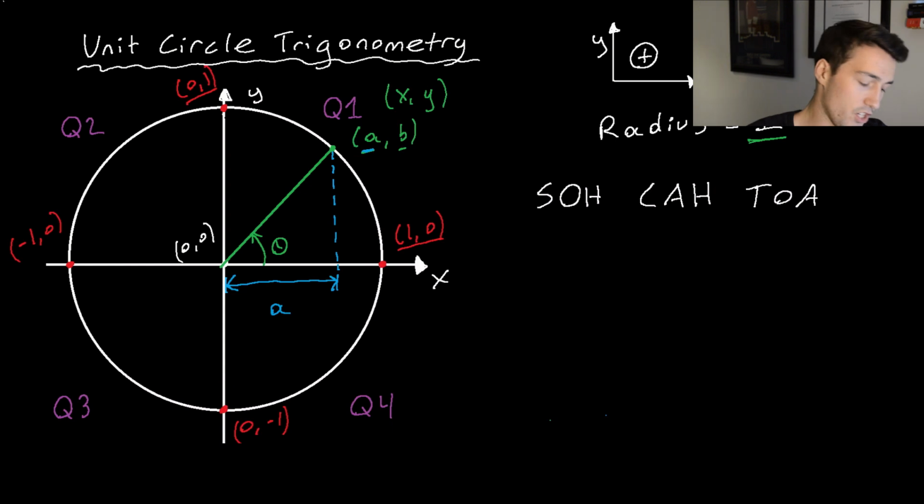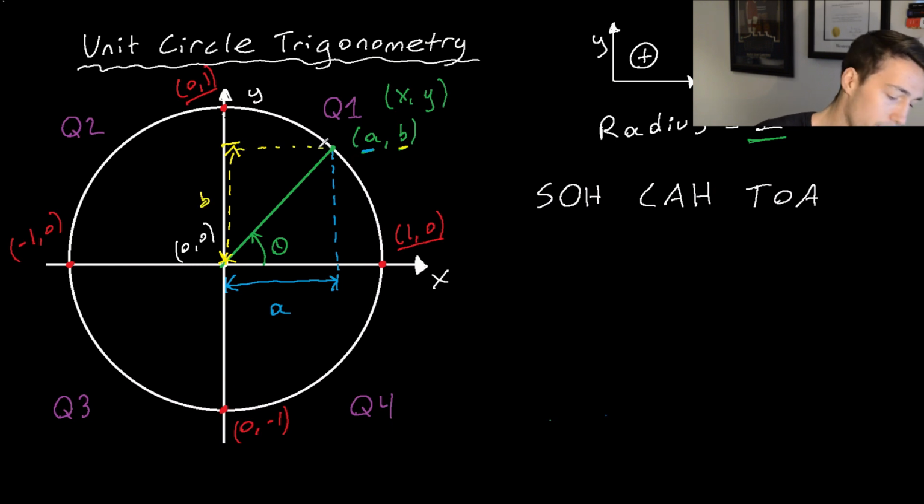Now in similar fashion, I'm going to draw another dotted line. This will be in yellow, and this is representing the y direction. So this distance here is representing the B component of our point because it touches that component there. So in this situation, we now have a triangle that's represented by side lengths A, B, and because it's a unit circle, this line right here has a length of 1.